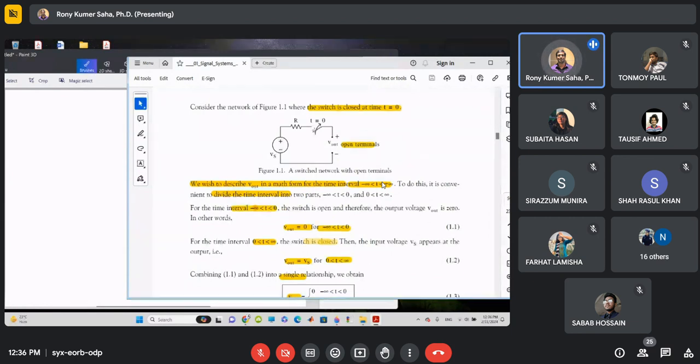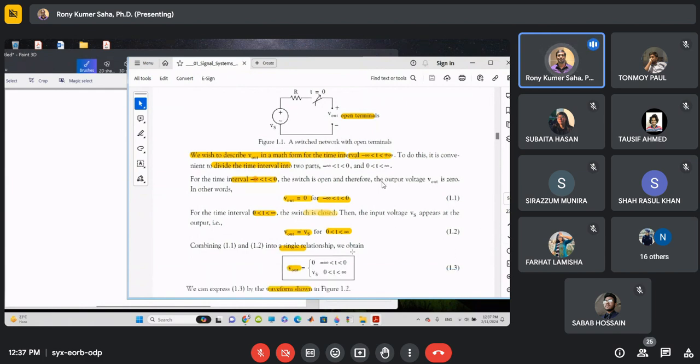So you can say, before you close the switch, this output voltage here should be 0, right? But once you close it, then this one is shorted, right? So this means that the voltage should be the source voltage. So mathematically, you can write it this way: from minus infinity until 0, it should be 0. But once it is 0 plus, once you close this, this should be just the source voltage.